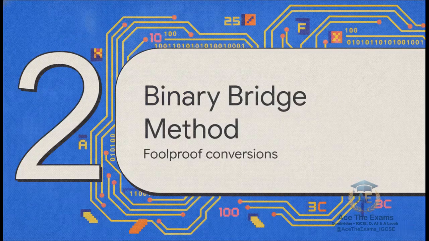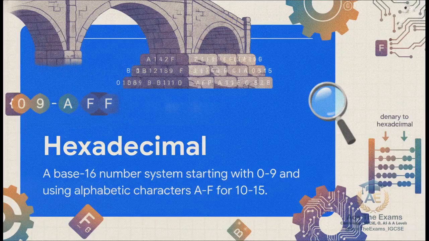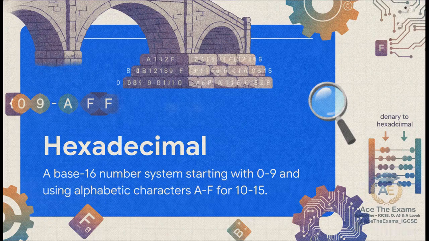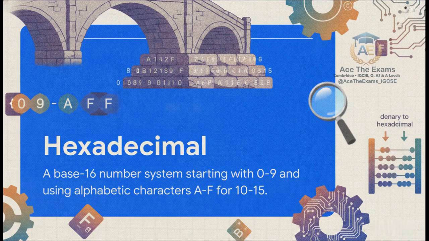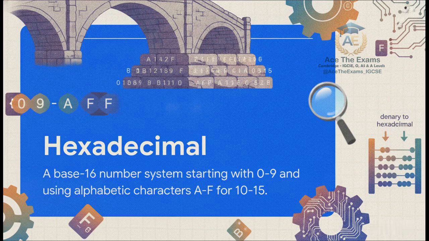Section 2. The binary bridge method. So, the big question is, how do we guarantee our logic is perfectly visible on the page? Well, we use what I call the binary bridge method. But before we cross that bridge, let's make sure our foundation is rock solid. Hexadecimal is a base 16 number system used by computers for processing. It's actually pretty similar to our everyday denary system because it begins with the digits 0 through 9, but then it shifts gears, using the letters A through F to represent 10 through 15.